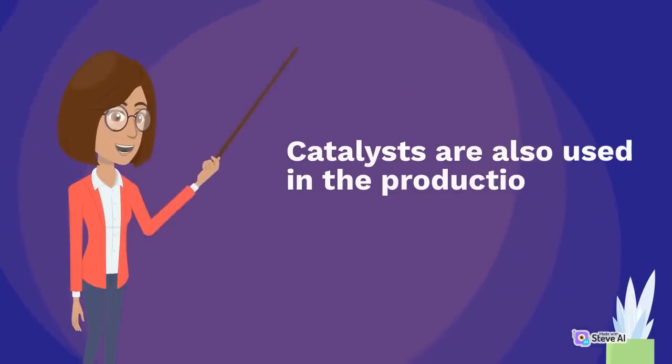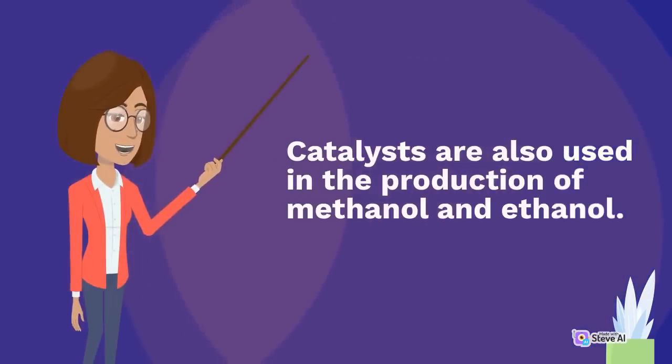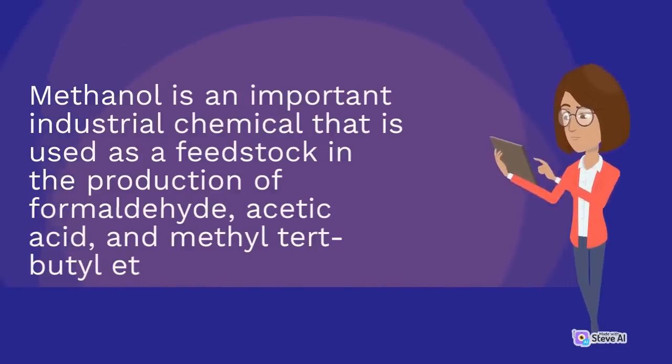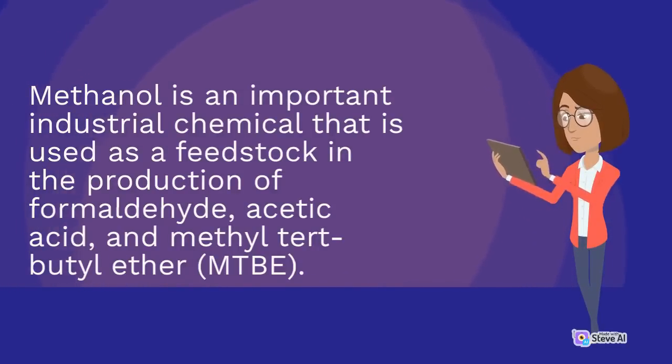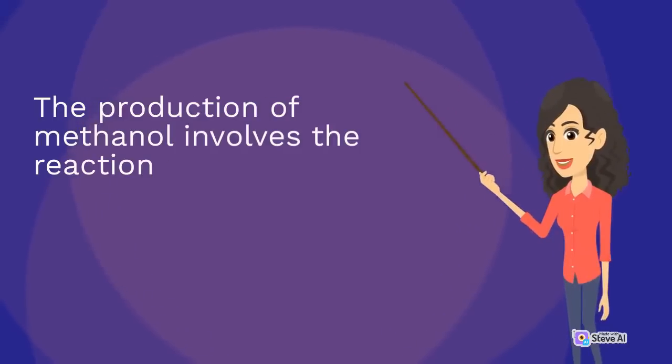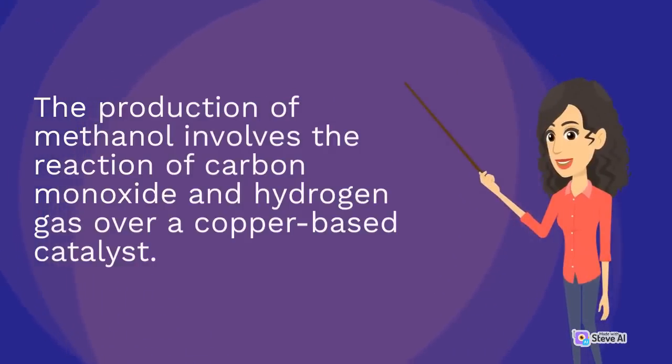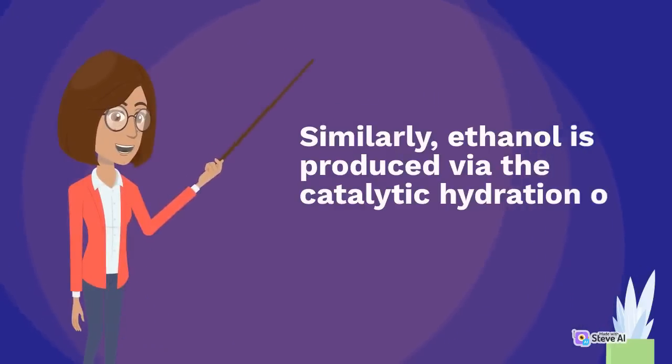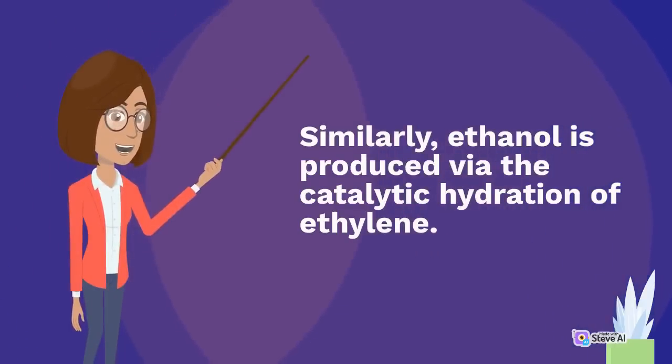Catalysts are also used in the production of methanol and ethanol. Methanol is an important industrial chemical that is used as a feedstock in the production of formaldehyde, acetic acid, and methyl tert-butyl ether (MTBE). The production of methanol involves the reaction of carbon monoxide and hydrogen gas over a copper-based catalyst. Similarly, ethanol is produced via the catalytic hydration of ethylene.